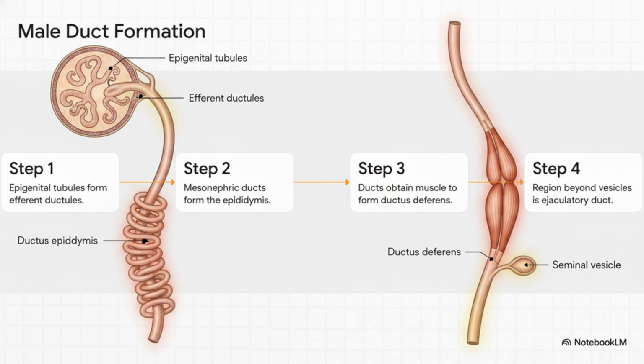First, as we just established, the epigenital tubules form the efferent ductules. Second, immediately below where those efferent ductules enter, the mesonephric ducts undergo this massive elongation. They get super convoluted and form the ductus epididymis. Third, from the tail of the epididymis all the way down to the outbudding of the seminal vesicle, these ducts obtain a really thick muscular coat. This highly muscularized tube is the ductus deferens. Finally, the region of the duct that continues just beyond the seminal vesicles, that becomes the ejaculatory duct.